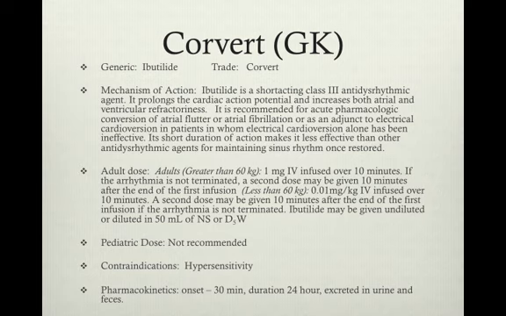Adult dose, adults greater than 60 kilograms, 1 milligram IV infusion over 10 minutes. If the arrhythmia is not terminated, a second dose may be given 10 minutes after the end of the first infusion. Pediatric dose is not recommended on this. Contraindications is hypersensitivity. This is a long time to wait. Onset is going to be 30 minutes and duration of this drug is going to be 24 hours, excreted in the urine and feces. This is probably not an ideal EMS drug.